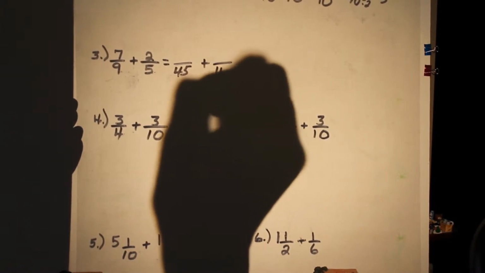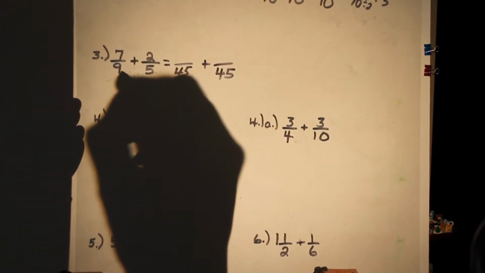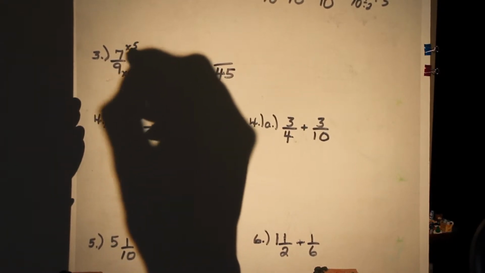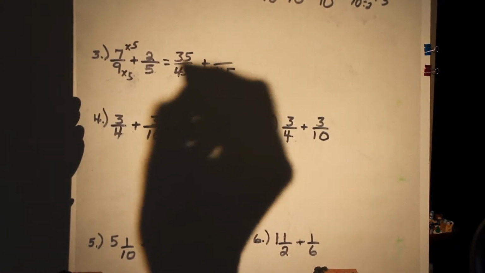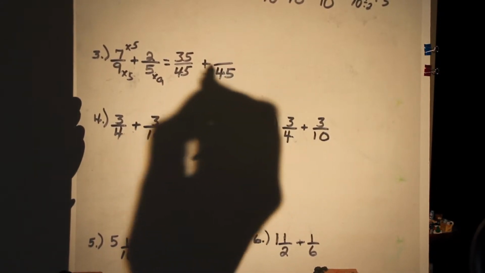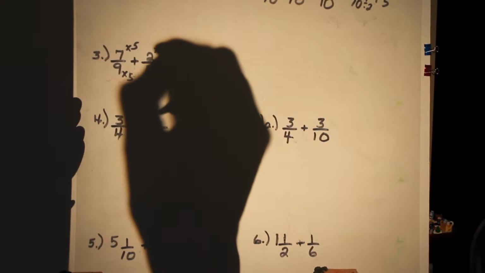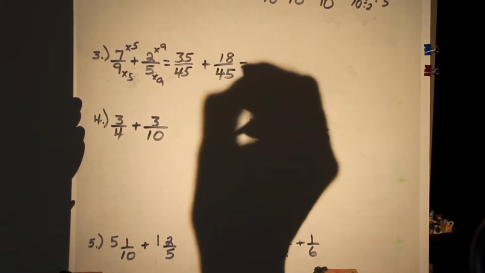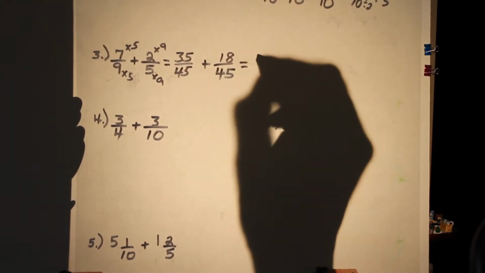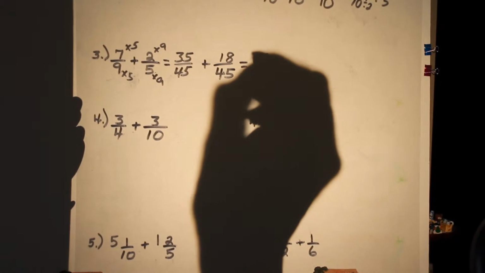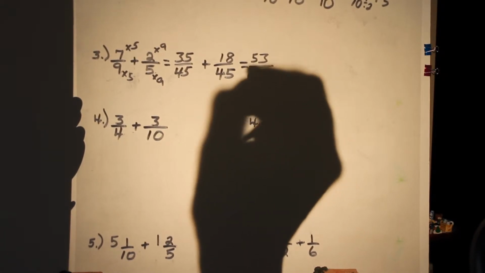plus 45. So we multiplied 9 times 5 to get 45. So 7 times 5 gives me 35. 5 times 9 gave me 45, so therefore 2 times 9 is going to give me 18. If I add these, 8 and 5 is 13, carry a 1, 3, 4, 5, I end up with 53 over top of 45.